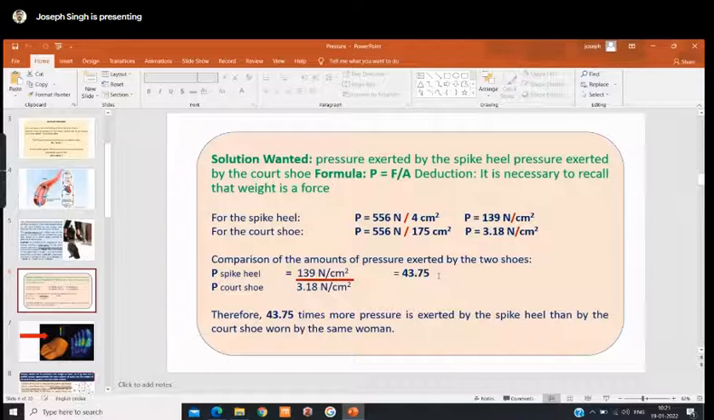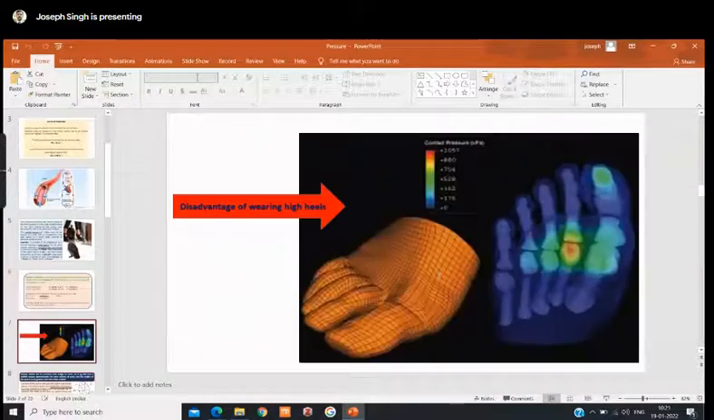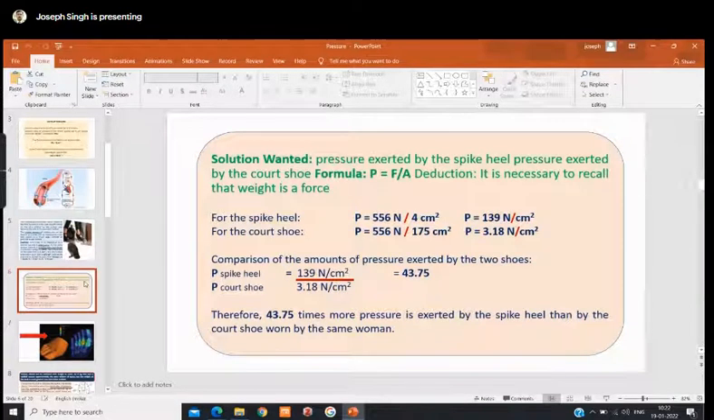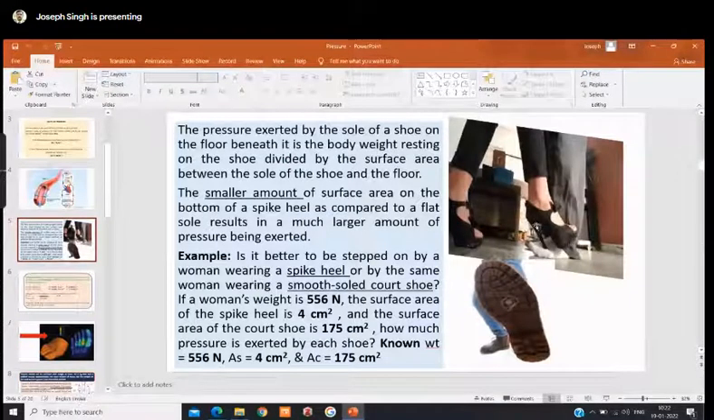So by wearing the heel, you can see the difference, if she is stepping with that heel versus stepping with the shoes. That is the difference. And the man will get more injured if the girl is wearing heel shoes compared to the flat shoes.